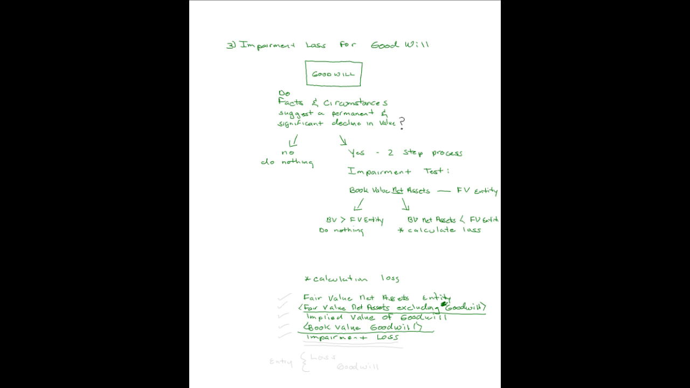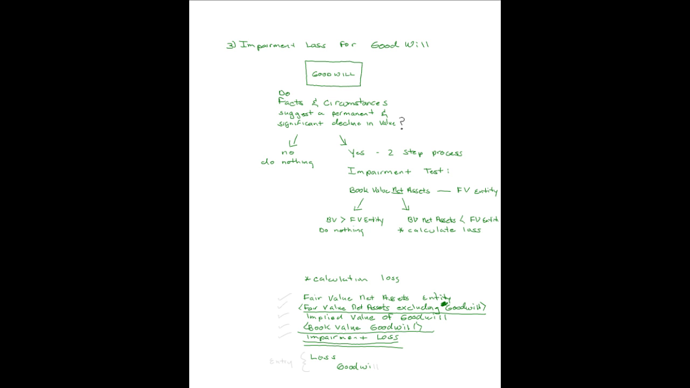Let me restate that. The fair value of net assets of the entity minus the value of the net assets. And you don't put a value on goodwill, you just add up the fair value of the net assets and you exclude goodwill. When you subtract one from the other, it gives you the implied fair value of the goodwill. So it's not really a calculated number until this point. Once you have the implied value of the goodwill, you compare that to the book value of your goodwill, and that gives you your impairment loss. And so you're going to debit the loss and credit goodwill.